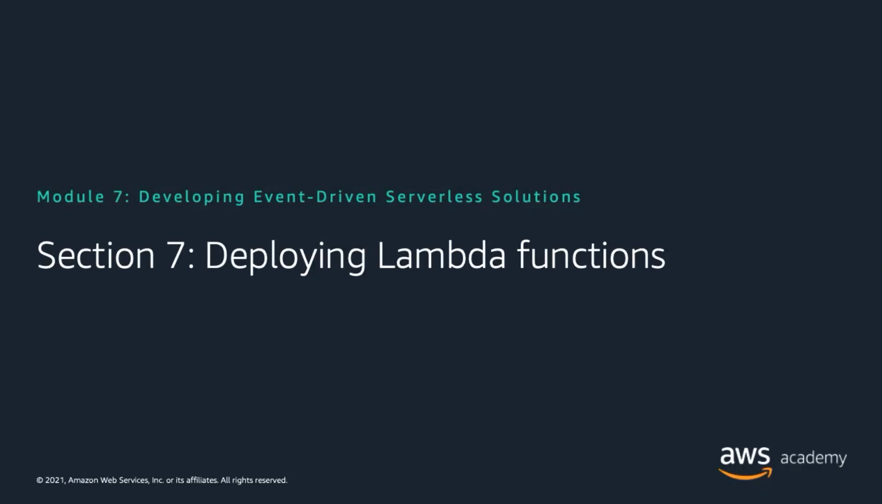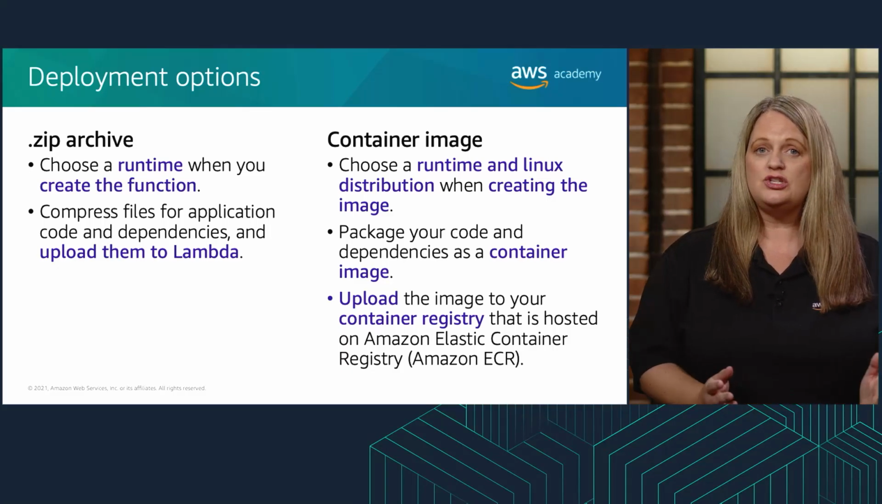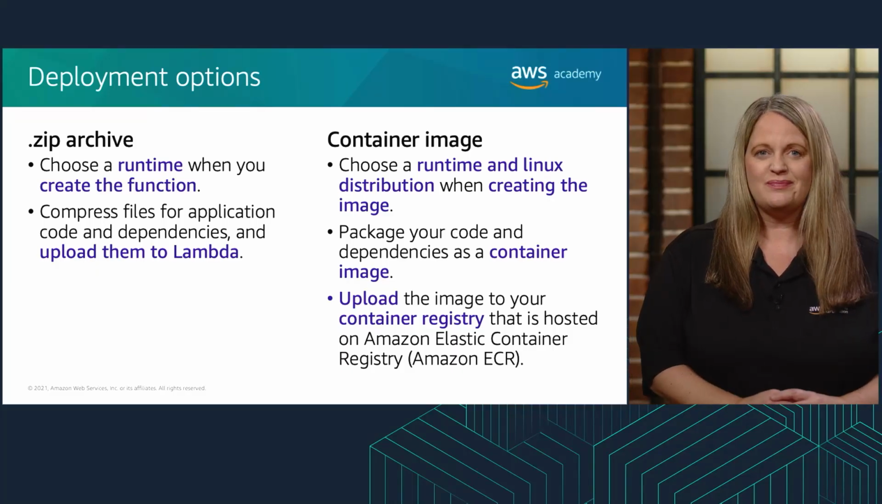This video covers Section 7, Deploying Lambda Functions. To deploy a Lambda function with the Lambda API, command line tools, or the AWS SDKs, you must create a Lambda function deployment package. You also must create a deployment package if your function uses a compiled language or to add dependencies to your function.